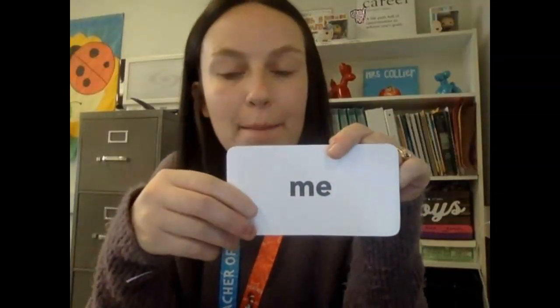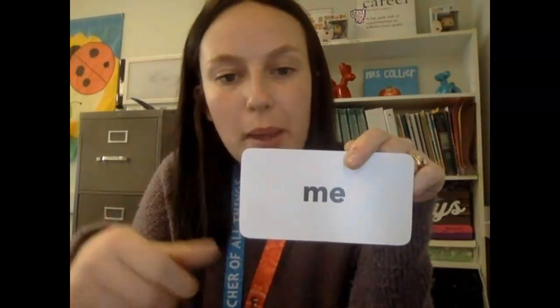Me. M-E. So me is spelled M-E. That is how you spell me. If we were to write in the air the word me, we would write M-E. So do it with me. M-E.